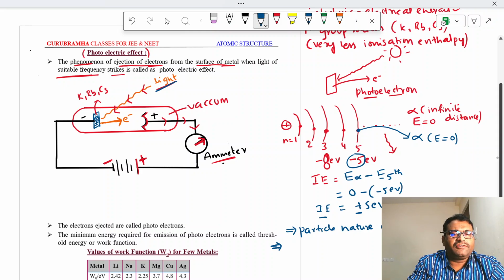See, speaking about the particle nature of light, this light is propagated in the form of small packets of energy. Light is propagated, or radiated, in the form of small packets of energy. And Einstein called these small packets photons. What are these? Photons.